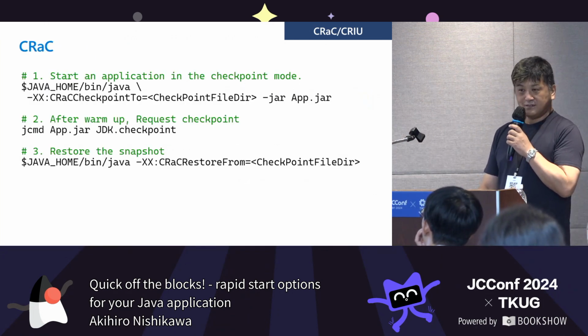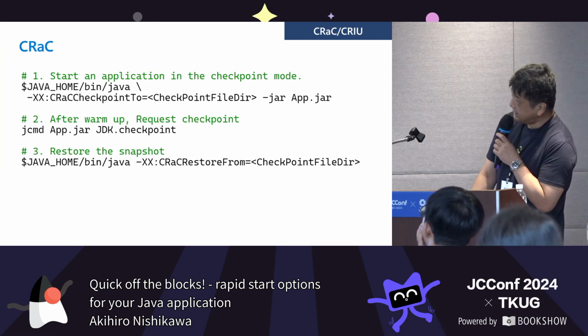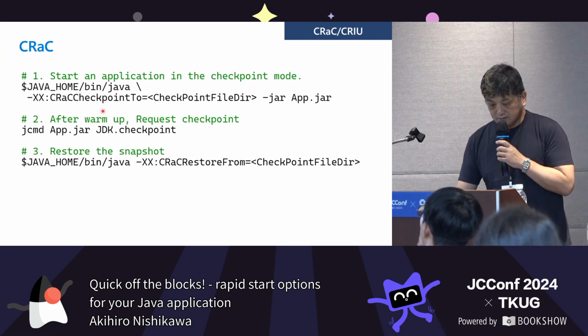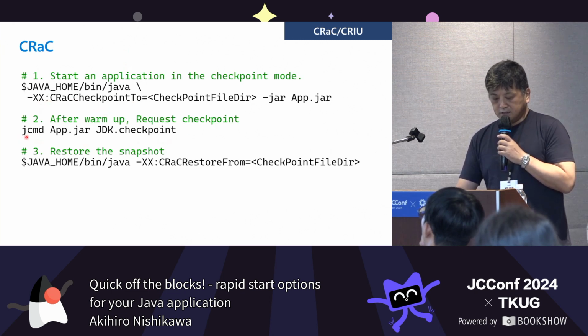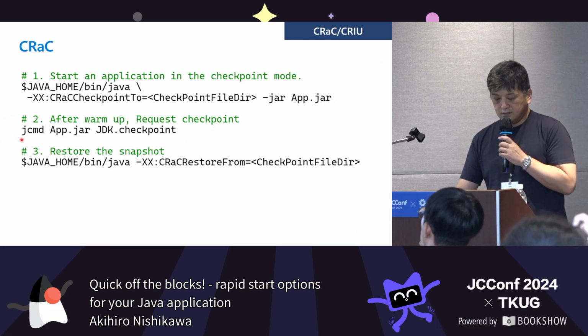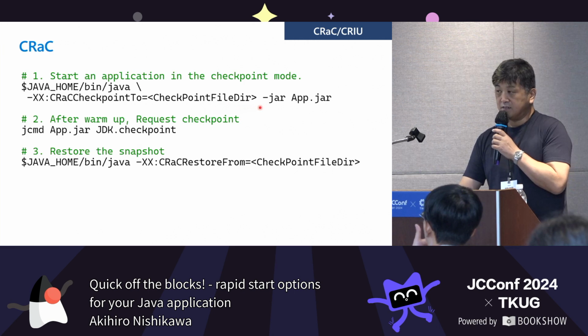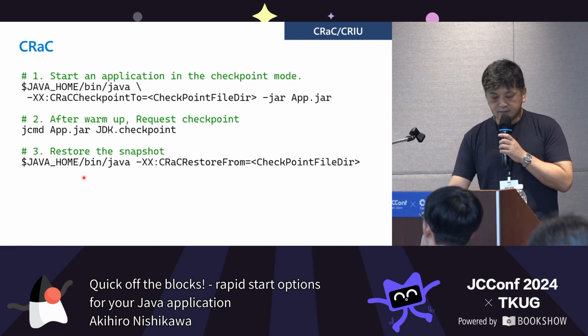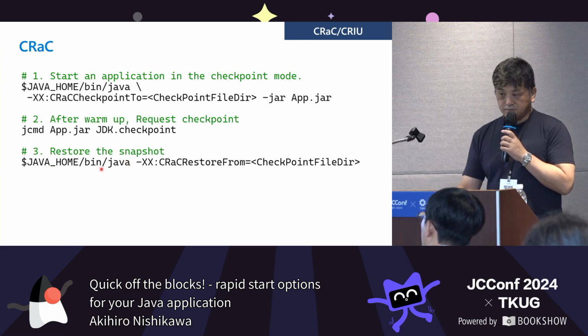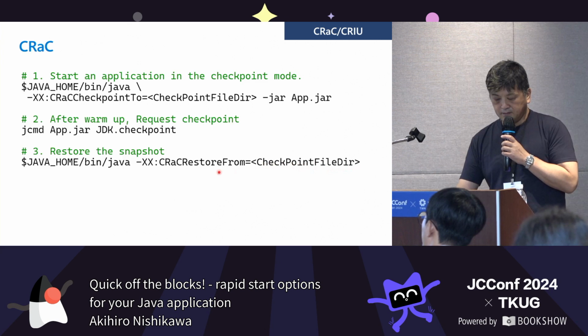So now the CRaC command is like this. You can take a checkpoint with the jcmd command, and this command is called. Checkpoint files are created in the path specified by this checkpoint file option here. After that, restore the snapshot and start with the checkpoint files. This one.